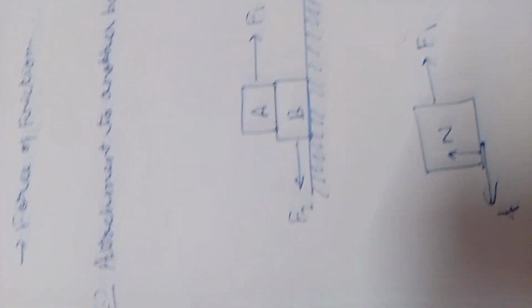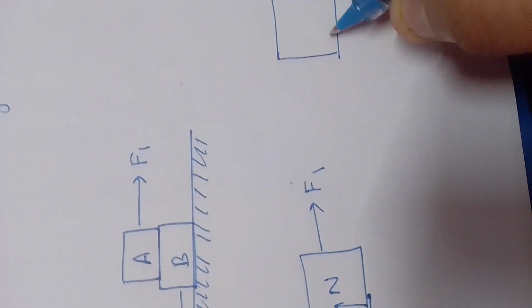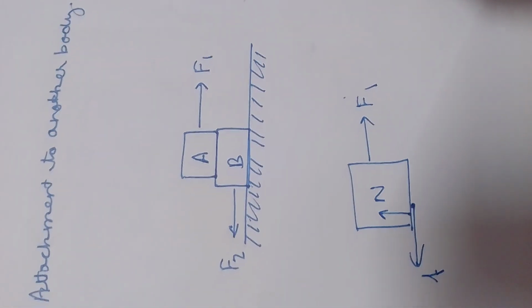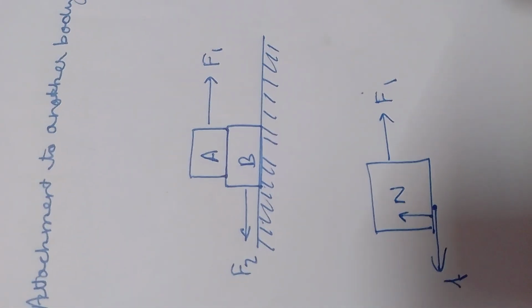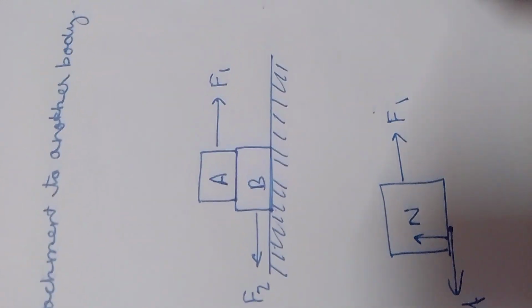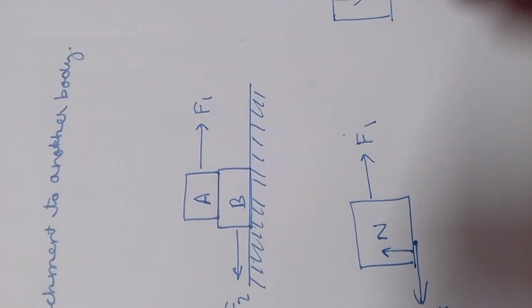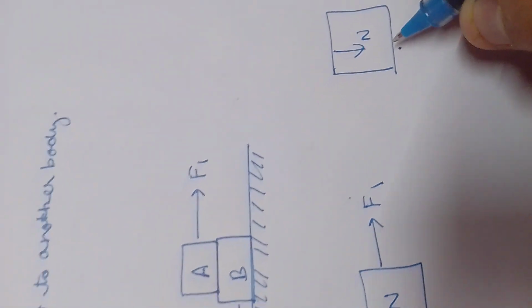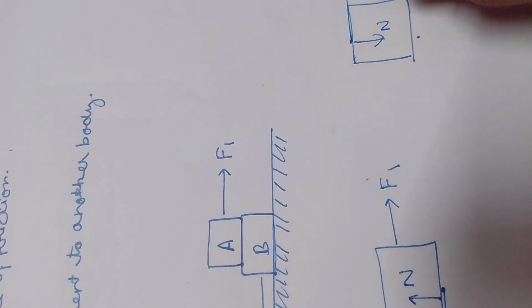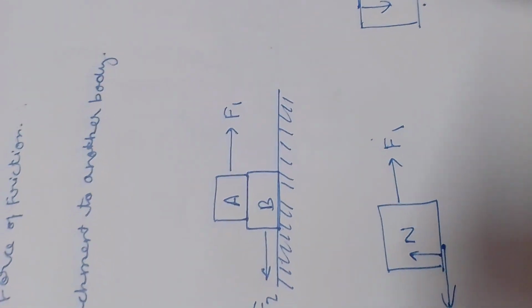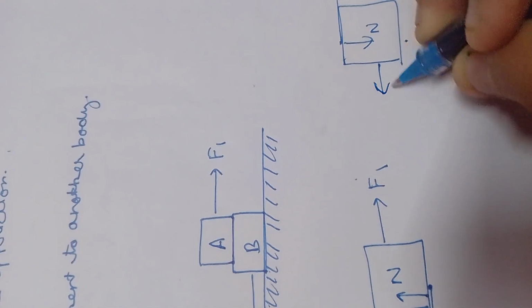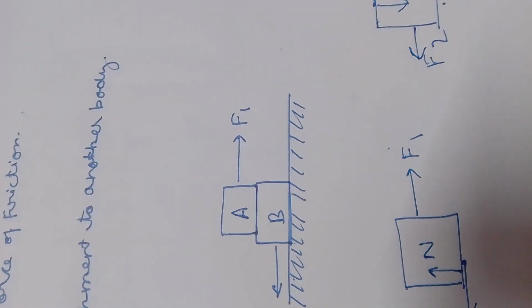And the forces applied on B are the normal reaction by A on B at the surface of contact, and the friction force that is applied opposite to the force F2 applied on the block.